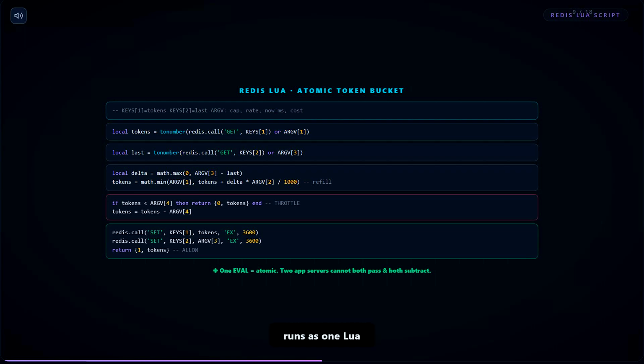Because this entire block runs as one Lua script inside Redis, it is atomic, 2 app servers cannot both pass the check and both subtract. That single atomicity property is the whole game. Without it, you get a thundering herd that defeats your limit by a factor of n, where n is your fleet size.